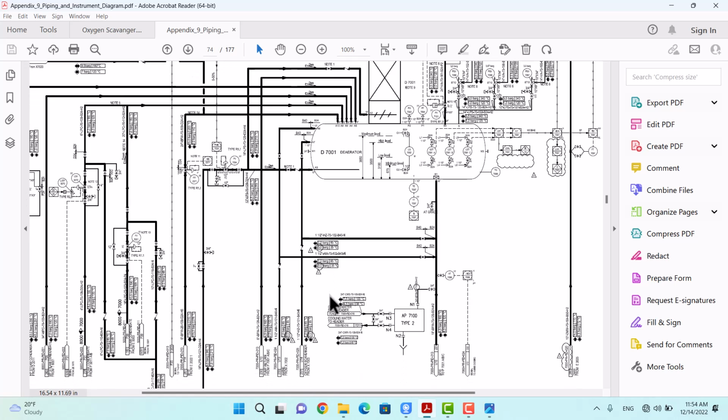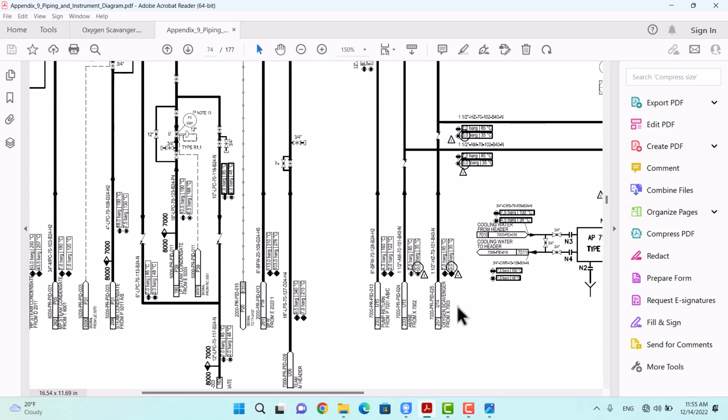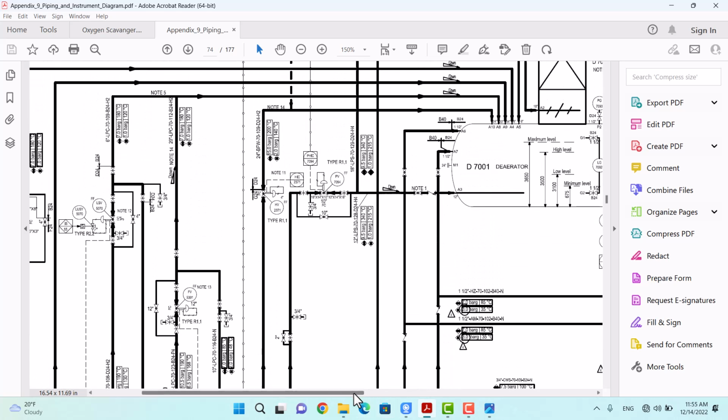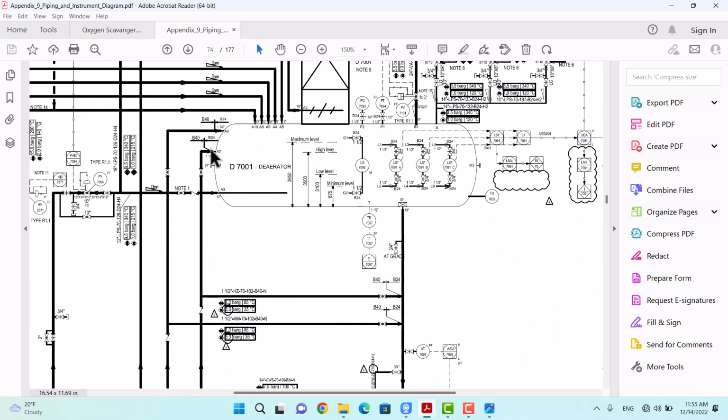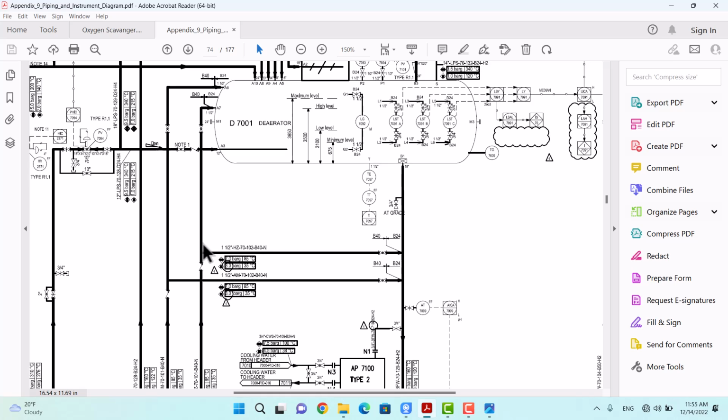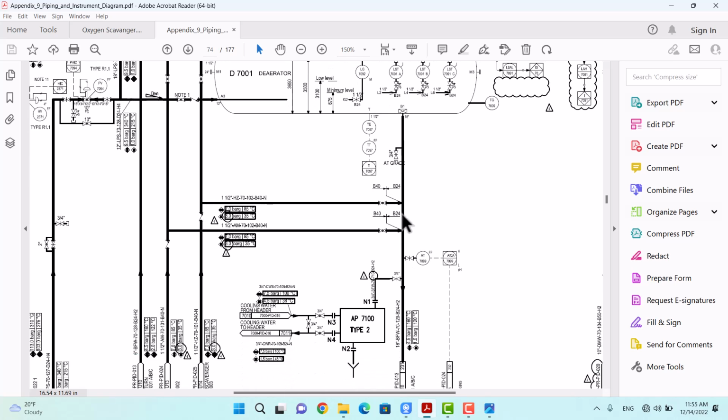As you can see in this plant, oxygen scavengers are added at two points. The first point is the storage section of the deaerator, as you can see here for yourself, and the second route is the outlet of the deaerator before the suction of the BFW pump. So the best points are here.